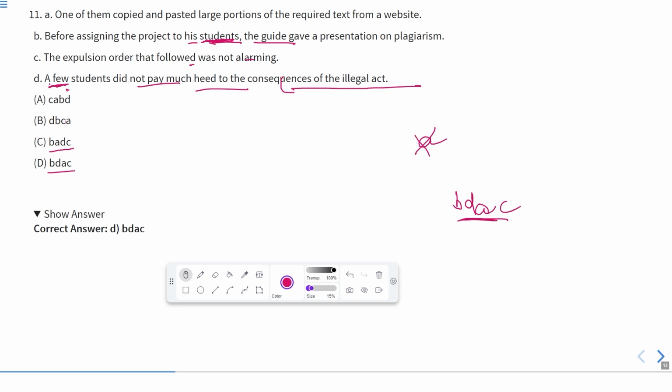Okay, now let us move to the next one. So this is question number 11, which we have done right now. Now let us move to the next question, that is the 12th.